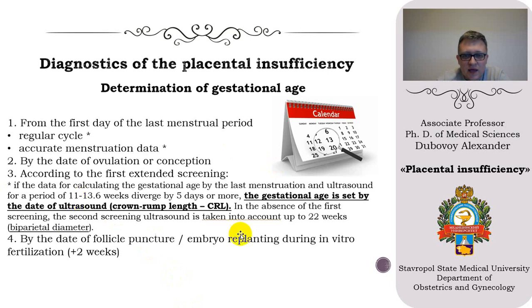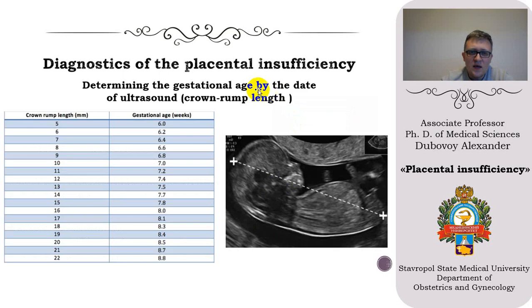the gestational age is set by the date of ultrasound crown-rump length. In the absence of the first screening, the second screening ultrasound is taken into account, up to 22 weeks, biparietal diameter; and fourth, by the date of follicle puncture or embryo replanting during in vitro fertilization plus 2 weeks. Gestational age is determined by the date of ultrasound crown-rump length in the first combined screening.